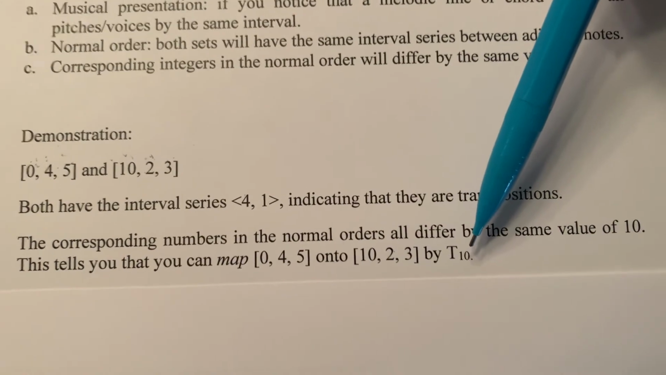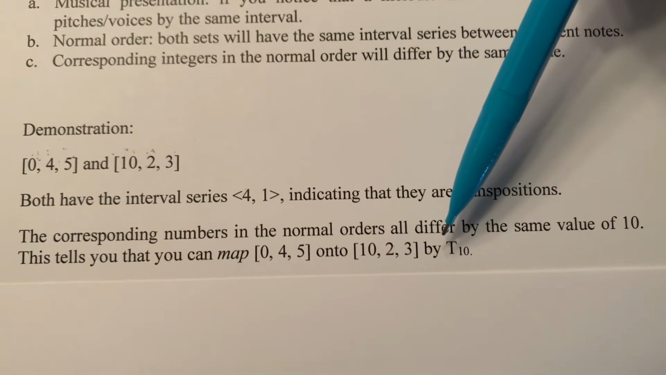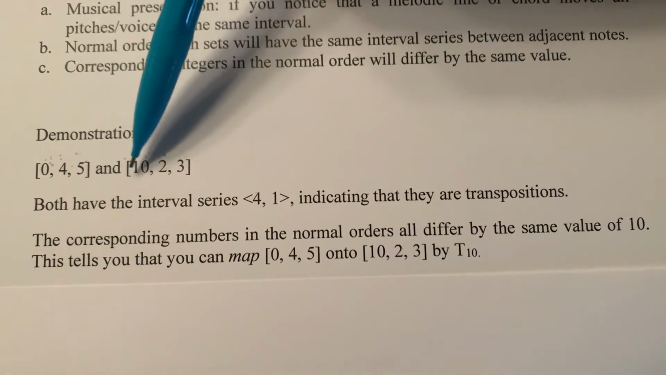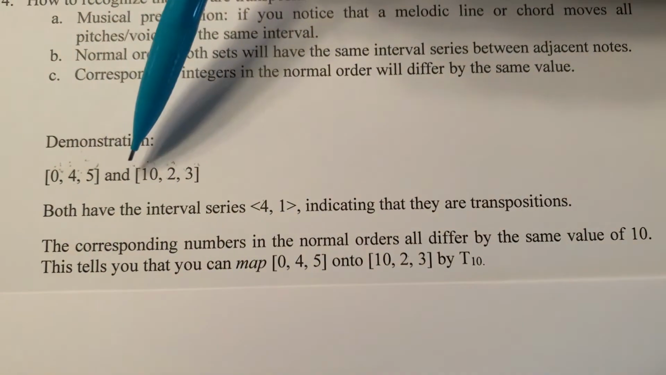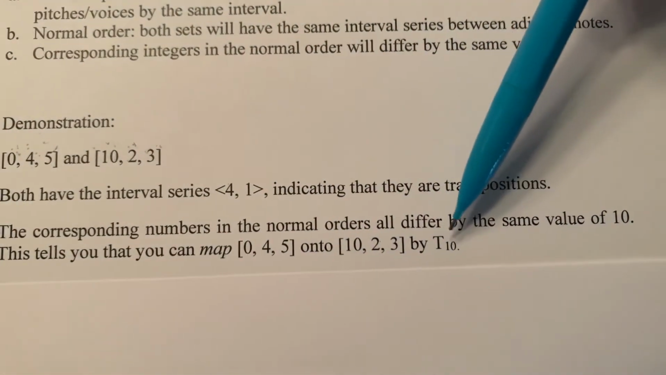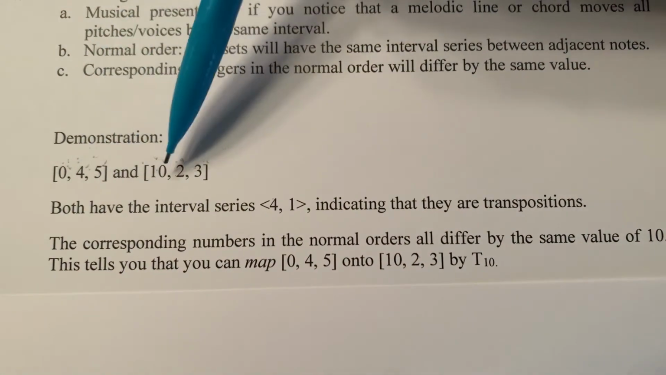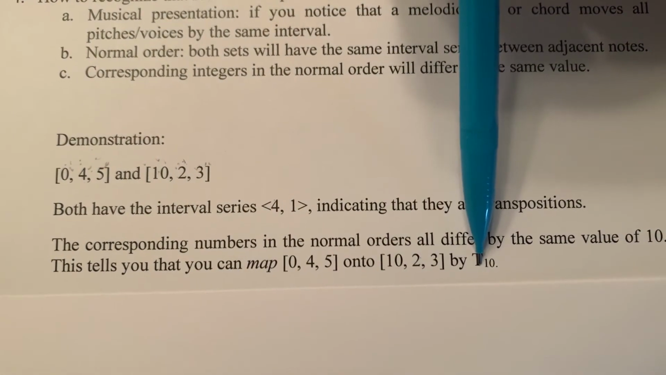So again, that last bit is the next thing I was talking about: once you know they're transpositions, you're basically going to look at how much the corresponding integers differ. You'll notice they'll be the same for each one, and that will be your answer. The fact that you notice that 0 to 10, 4 to 2, and 5 to 3 was 10, that way you know it's T10.